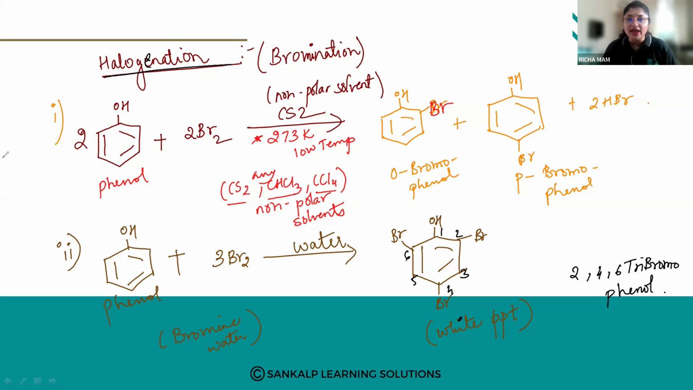Then next we have seen halogenation. When phenol reacts with Br2 in the presence of a non-polar solvent, it produces ortho and para substituted bromophenols. And when phenol reacts with bromine water, it gives a white precipitate, 2,4,6 tribromophenol. Very important. Okay, let us go for the next one.